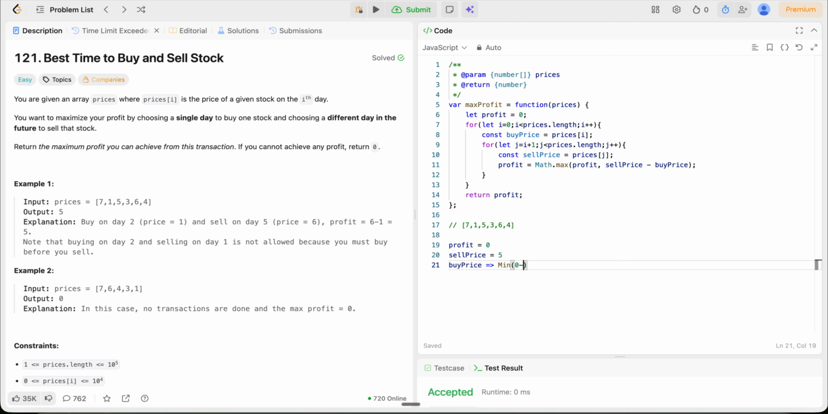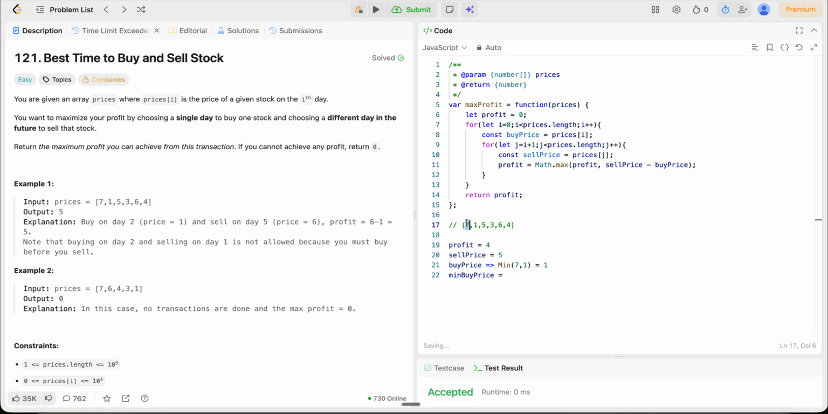So the minimum of 7 comma 1, or basically, instead of writing the index, I'm writing the value 7 comma 1, will be what? 1. 5 minus 1 is nothing but 4, so I'll update my profit, and so on. But now the question is, instead of finding the minimum again and again, we are anyway iterating over the array. Can I not maintain a minimum buy price?